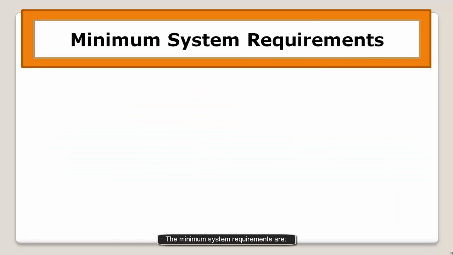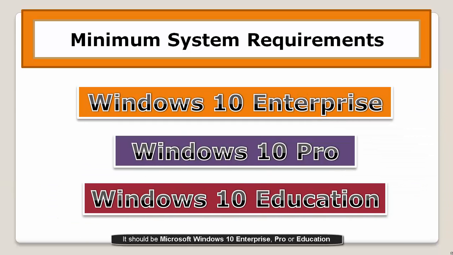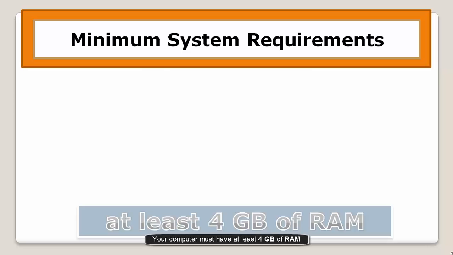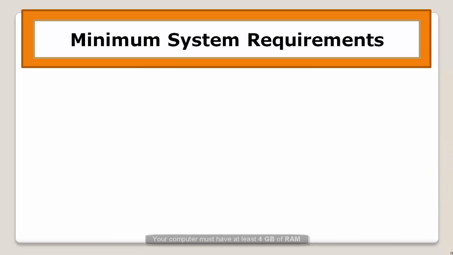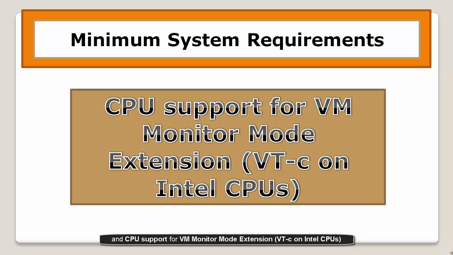The minimum system requirements are: it should be Microsoft Windows 10 Enterprise, Pro, or Education. Your computer must have at least 4 GB of RAM, an x64 or 64-bit processor with second-level address translation, and CPU support for VM Monitor Mode Extension, VT-x on Intel CPUs.